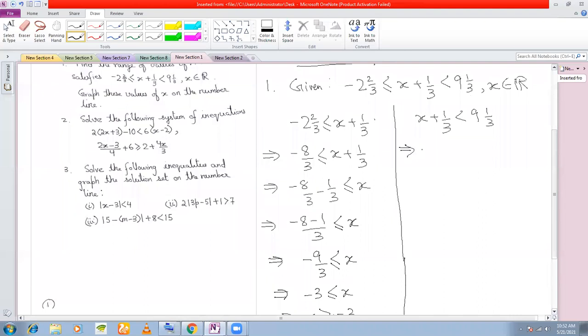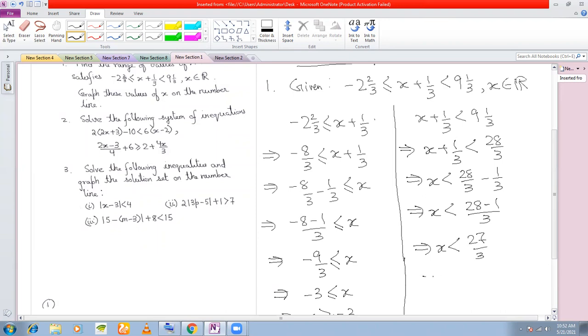Next one here, if you want to solve this again, x plus 1/3 less than 28/3. Means x is less than 28/3 minus 1/3. That means x is less than 27/3. That means x is less than 9.